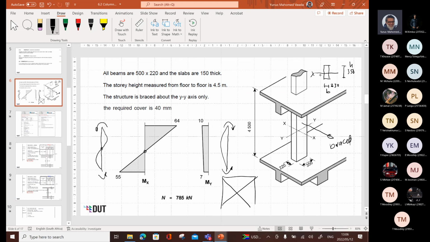That's for the x-axis. When it comes to the y-axis, then I'm looking at that y. So this now becomes my B, and it's equal to 350, and the depth here will be 220. So you see how we swap it around for the different axes? Let's continue.